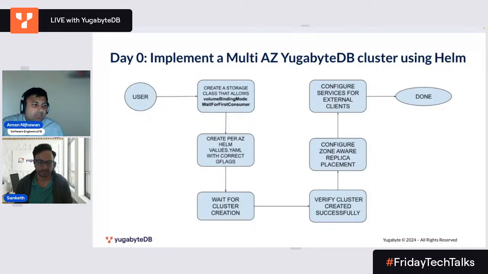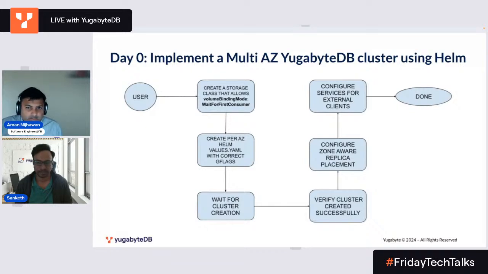So each AZ has one master and a number of T servers, and you have to inform each of those pods about the other AZ. And because they're each separately managed stateful sets, we have to pre-compute all of that information so those pods can, when they come up, find and discover each other. Once we deploy these Helm charts, we have to wait for cluster creation, which is some amount of time for this discovery process to go through.